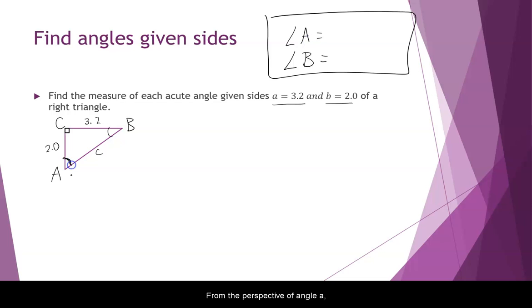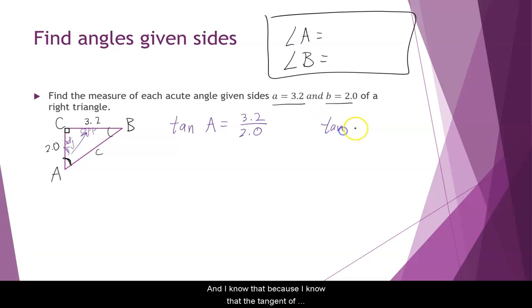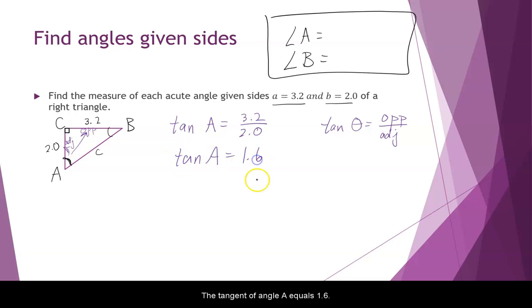From the perspective of angle A, I notice that the opposite side is 3.2 and the adjacent side is 2.0. Which trig function has to do with opposite and adjacent? Tangent has to do with the opposite and adjacent. So the tangent of angle A equals the opposite side, which is 3.2, divided by the adjacent side, which is 2.0. And I know that because the tangent of some angle equals the opposite over the adjacent. 3.2 divided by 2.0 is 1.6. So the tangent of angle A equals 1.6.